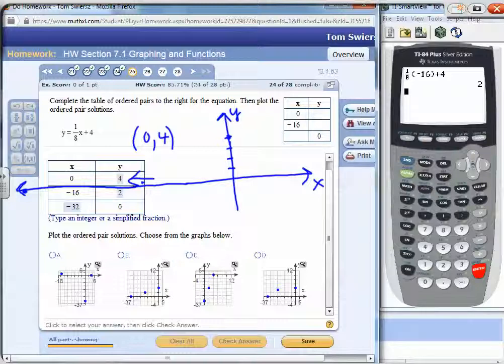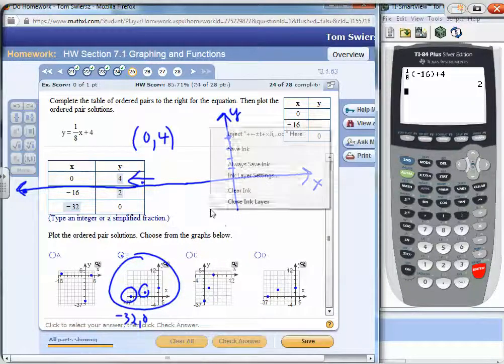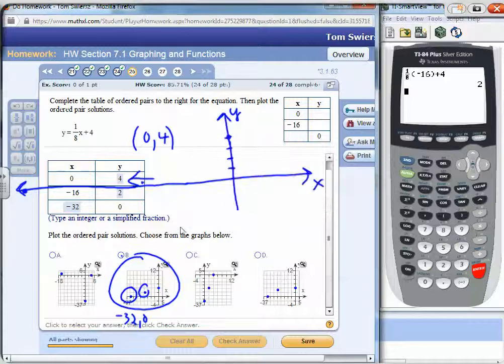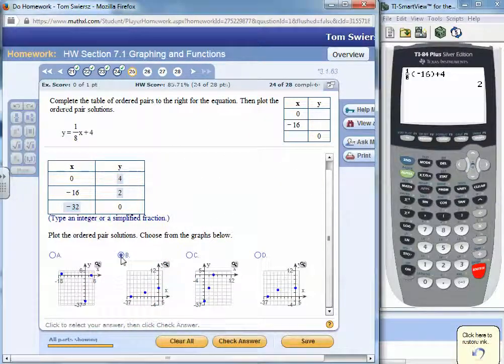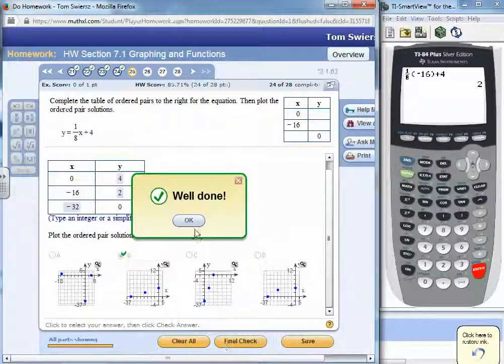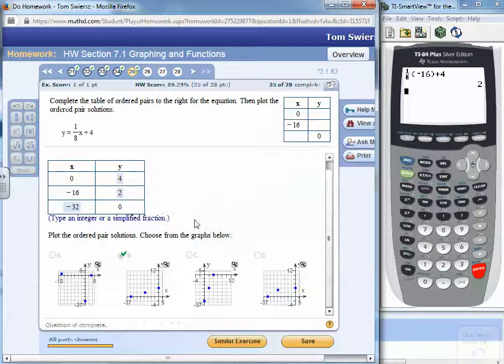So it looks like this would be the right answer. This would be approximately negative 32, 0. That point. This would be about negative 16 up 2, and this would be about over 0 up 4. So B is definitely the plotting of those 3 points. All right, and there's our correct answer.